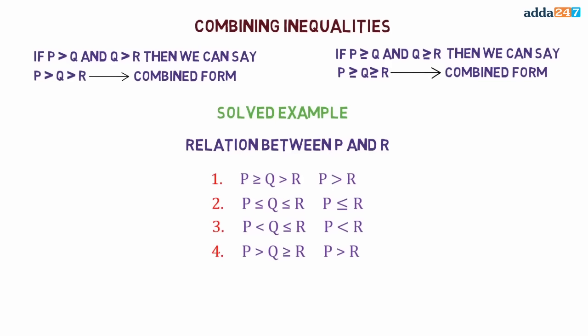Fourth example, if P is greater than Q is greater than or equal to R, this means P is greater than R. P is greater than or equal to Q is greater than or equal to R means P is greater than or equal to R.